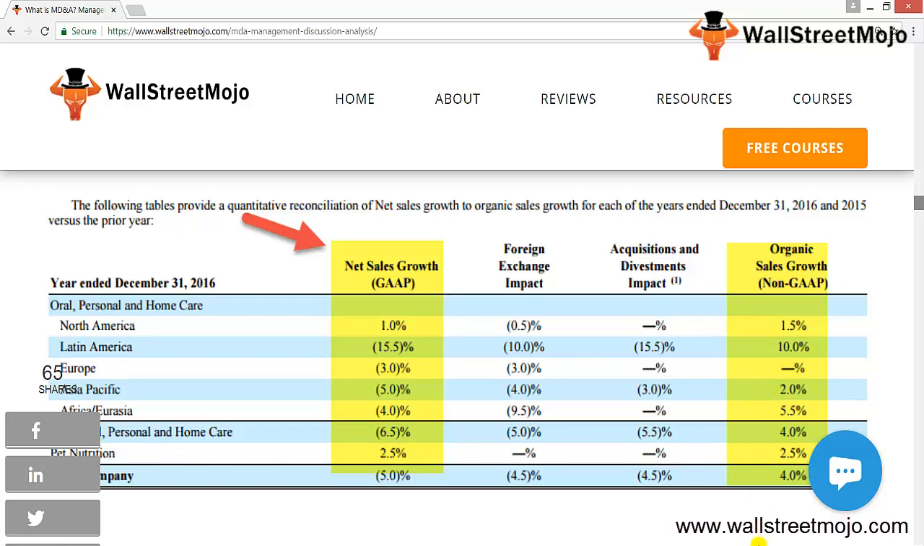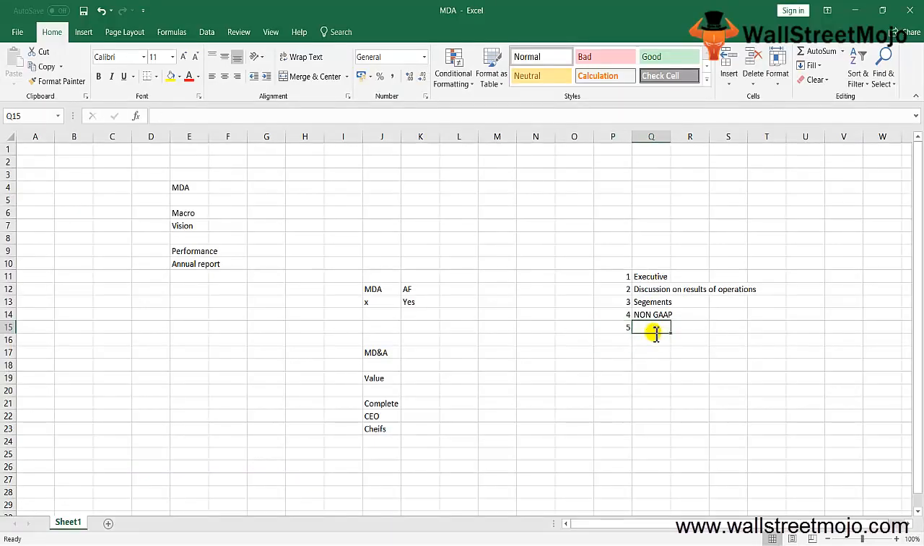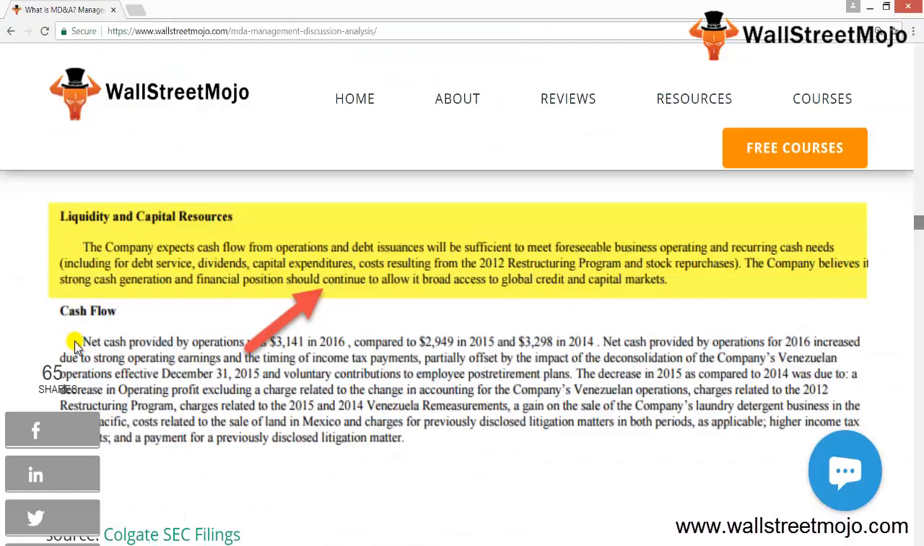The next that we are going to discuss is the liquidity and the capital. I'll just write for you liquidity and capital resources. So now this section provides you the detail of the cash flow, debt issuances that will help you to meet the business operating and recurring cash needs. So you can see the liquidity and the capital resources and the cash flow details over here.